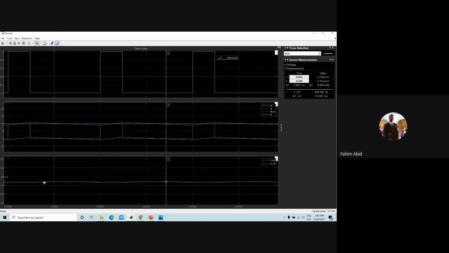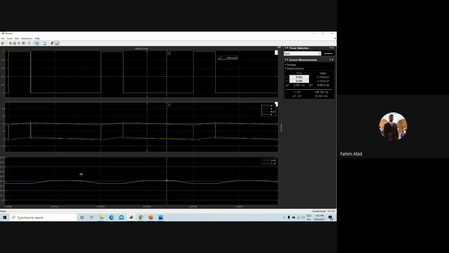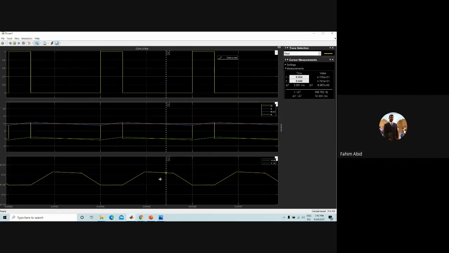If you zoom in here, you see that this is not a fixed value. There is a ripple present, so there is an up and down. This is the amount of ripple that you get.